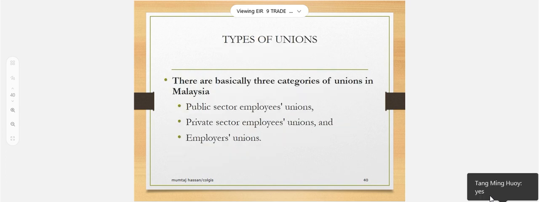Then, this is something extra. I just want you all to know that in Malaysia, we have three categories of trade union. There's the public sector, the private sector, and employers' unions also. The employer also has their own union. Not every employer is very strong in Malaysia, so they have to have their own union. So public sector union, private sector union, and also employers' union.